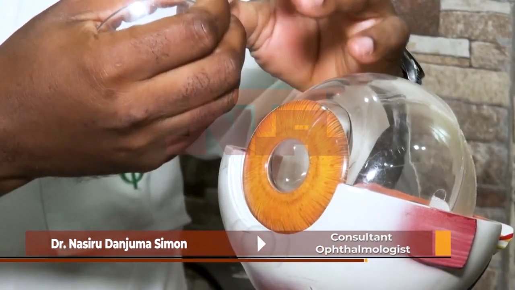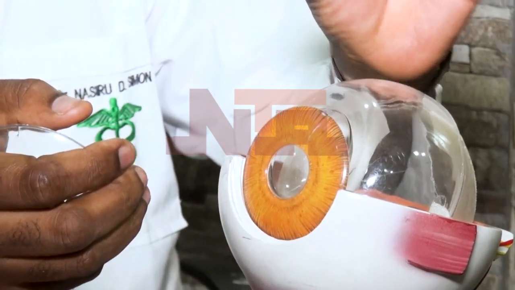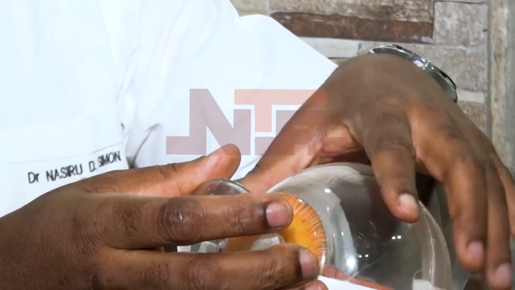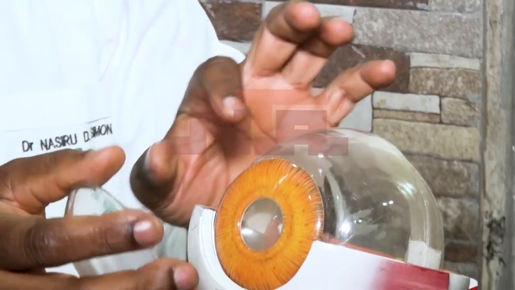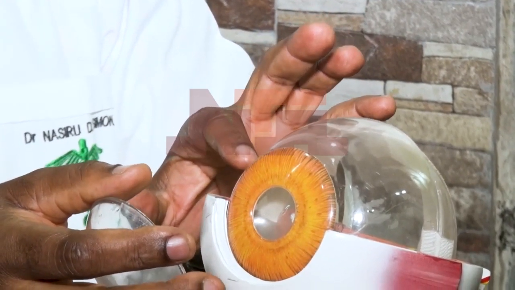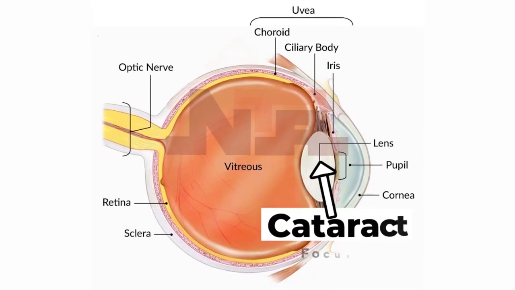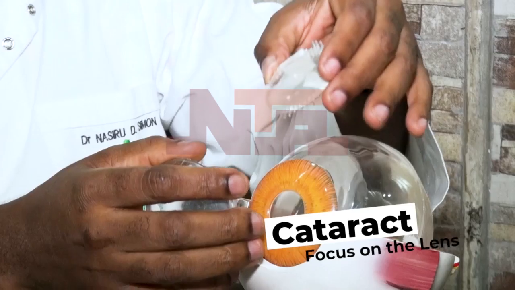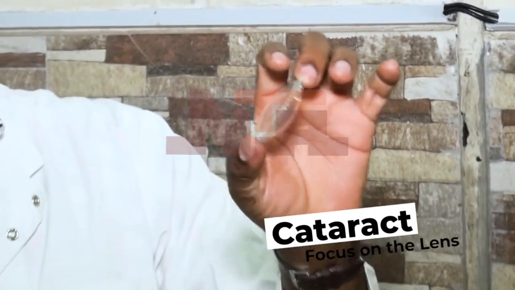And then what you have behind it is what is called the lens. This is the lens of the eye. It is just behind the iris. That is the lens. And our topic for today is cataract, and that is where our main focus will be. That's on the lens. The lens is right inside the eye.